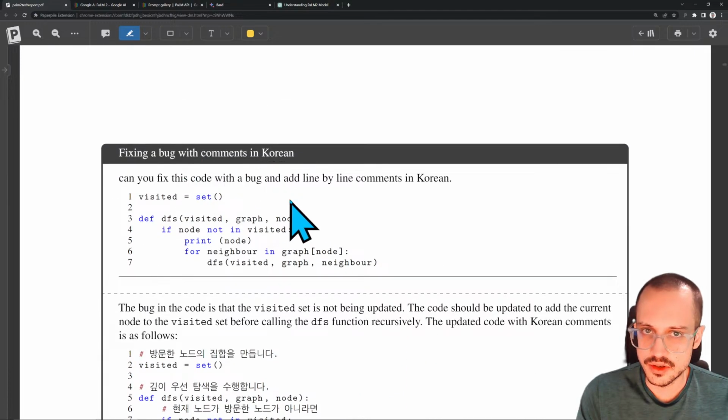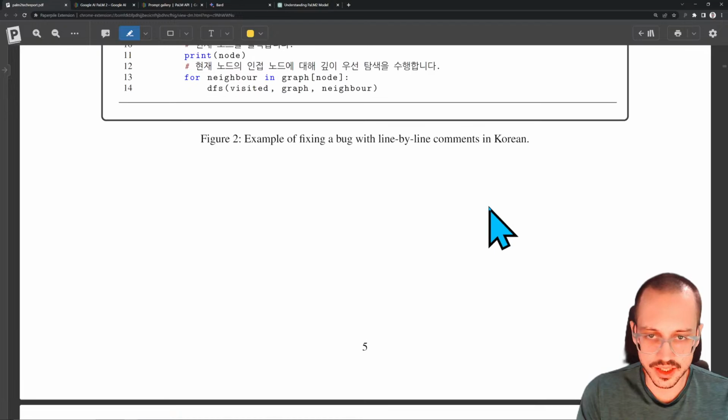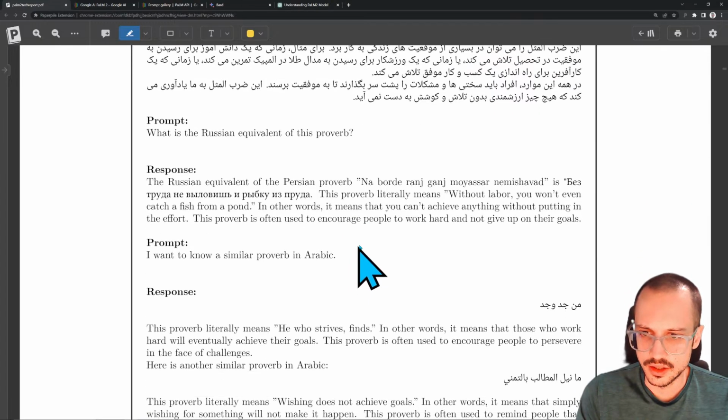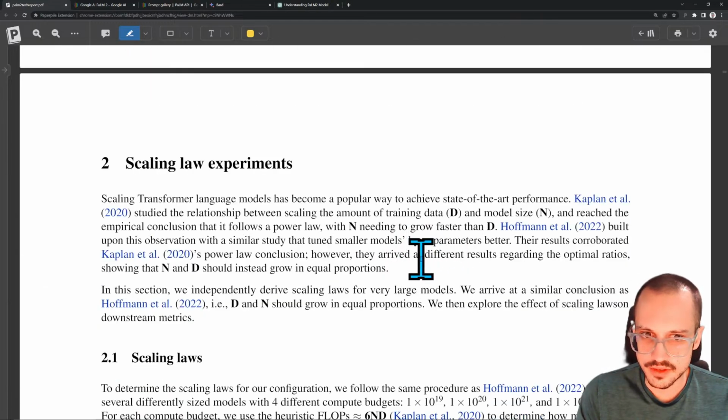Can you fix this code and add line-by-line comments in Korean? Okay, that's kind of cool. Really showing off the multilingual stuff there.